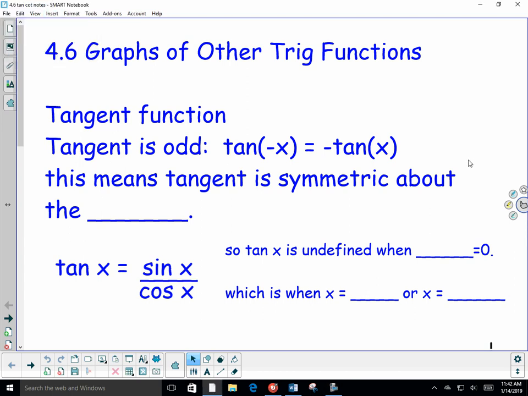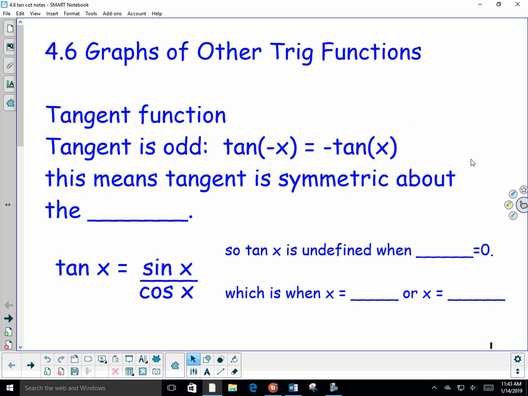We are looking at section 4.6, graphs of other trig functions. This is really part 2 of the section, where we're going to learn how to graph tangent functions and cotangent functions. So the tangent function is odd, as we discussed earlier.